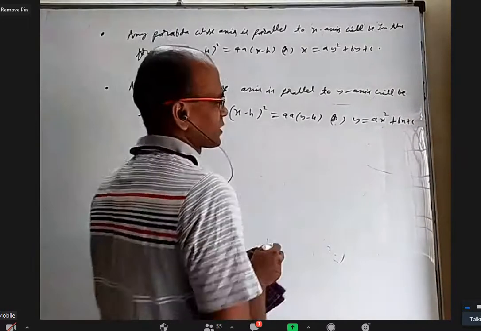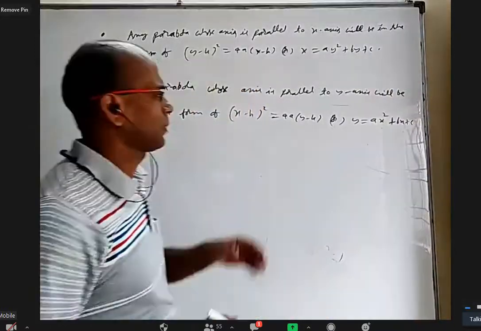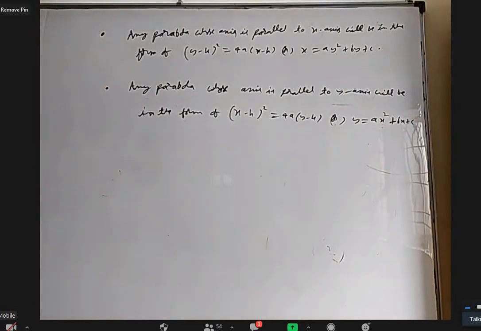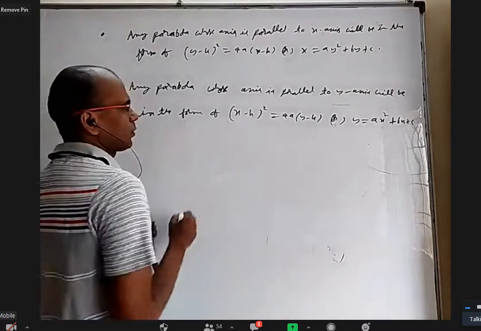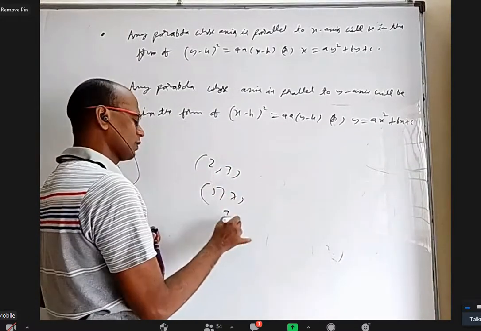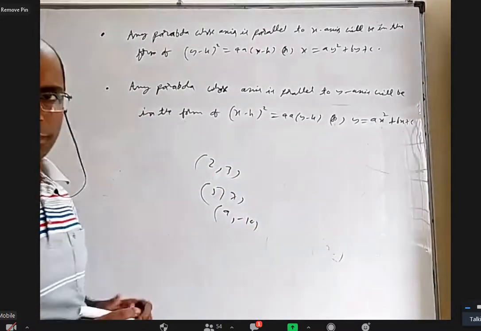You can even write some lx square plus mx plus n, doesn't matter. Some x square term, some x term, and some constant term. So in IP, you have some question like this. Find a parabola whose axis is parallel to x-axis and passing through (2, 3), (5, 7), (9, -10). Like that, there will be a question.